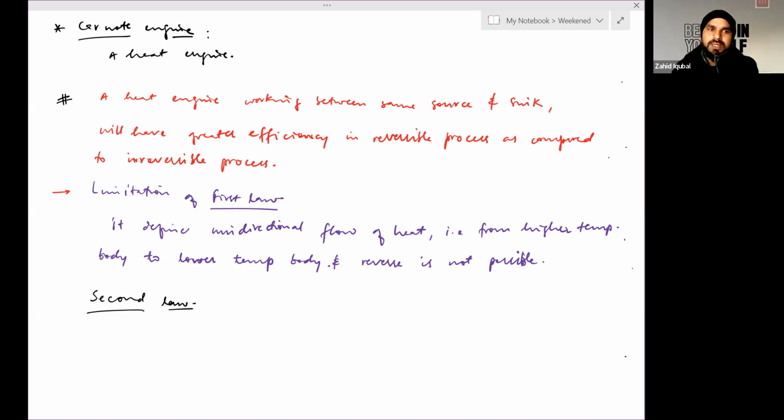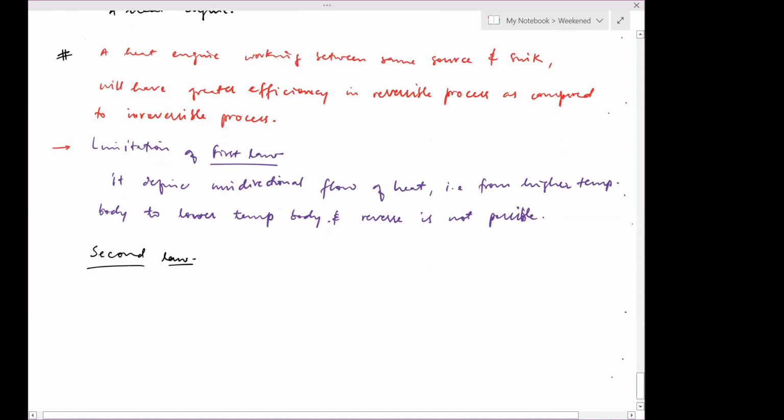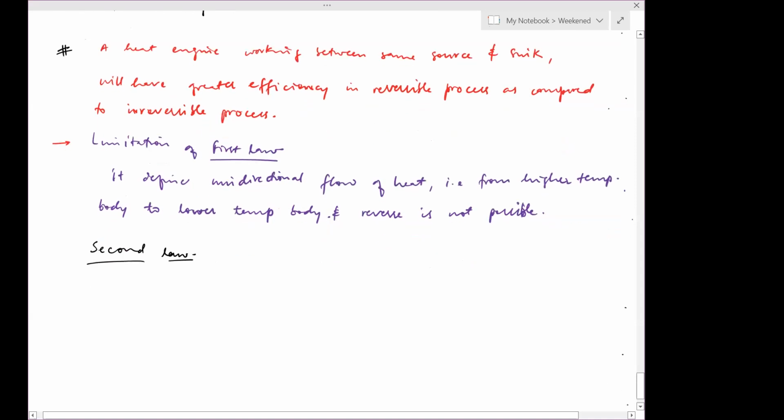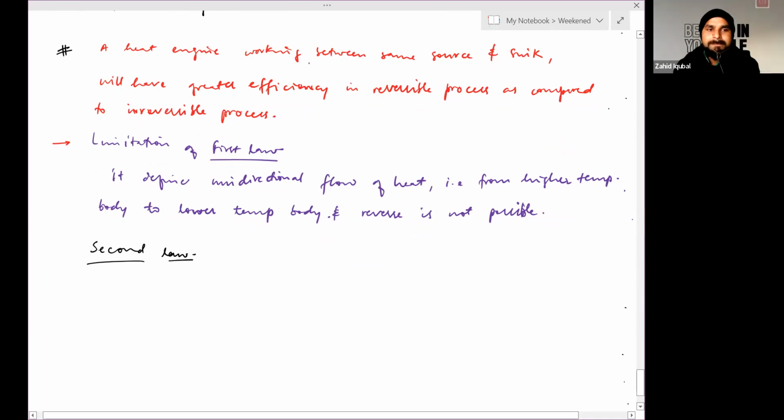Namuna, any idea? In the second law of thermodynamics, I think there are two statements. One is Kelvin's and one is Clausius's. Okay. So can you state any one of them?